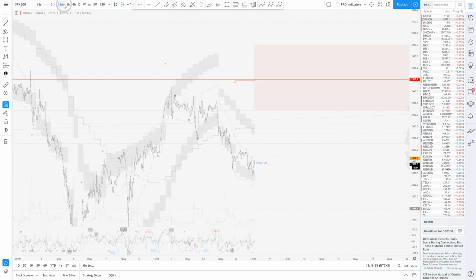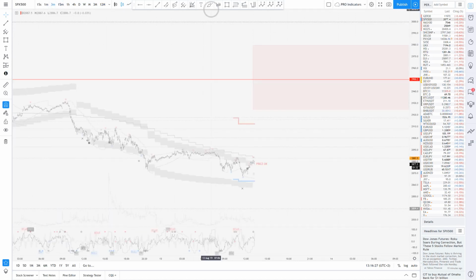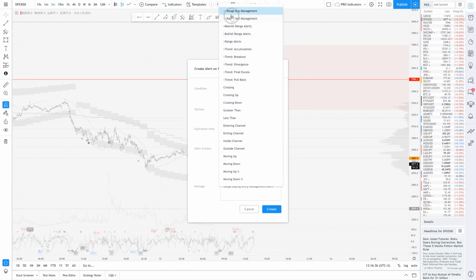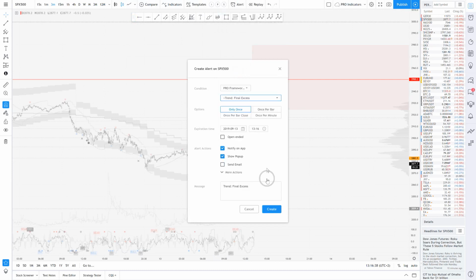How do you deal with that? So what I would do is I would put an alert in the 3-minute chart context. All right. So I would say I'd use framework on a trend final excess alert with bar close. So I would say 3 minutes trend final excess, terminating today. All right, these are 3-minute signals, so I don't want these.